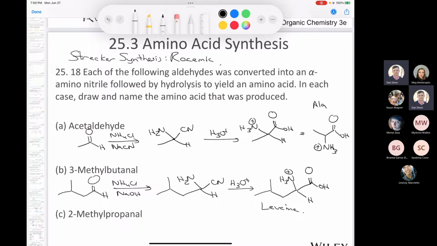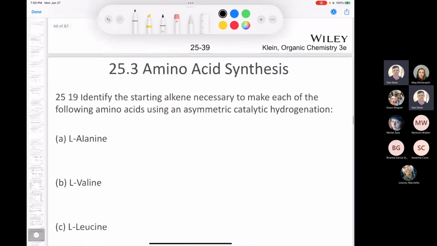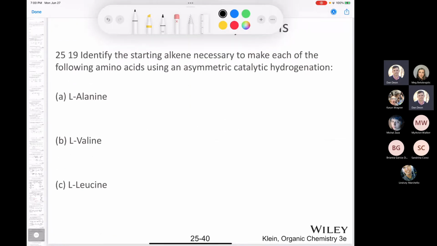All right, we'll skip the next one because I've got so many examples in here. Why don't we call this the last question for the day? It says, identify the starting alkene necessary to make each of the following amino acids in an asymmetric catalytic hydrogenation. So this is the expectation for the asymmetric catalytic hydrogenation, and I got my expectations from Dr. Klein, author of the textbook.